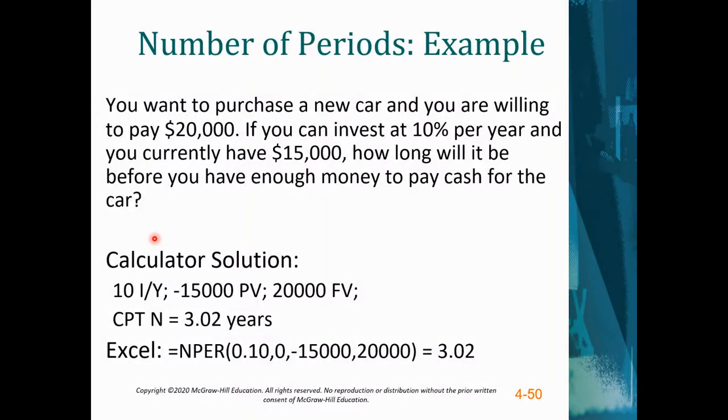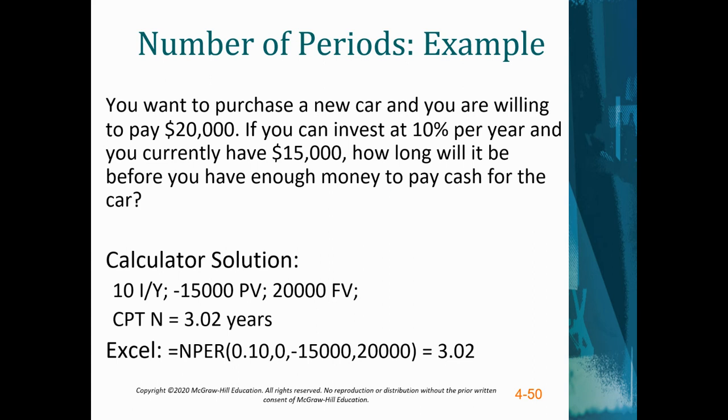So here we go. I want to purchase a new car, and I'm willing to pay $20,000. If I can invest at 10% per year and currently have $15,000, how long will it be before I have enough to pay cash for the car? So basically, I have $15,000. I'll earn 10% per year. How long before I have that $20,000 to buy the new car?